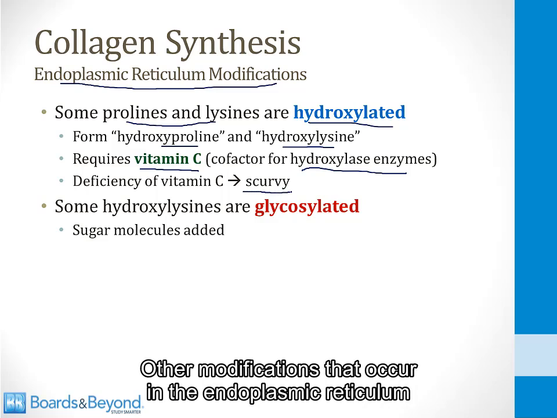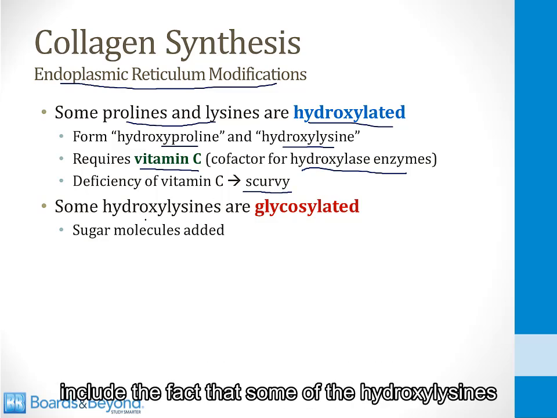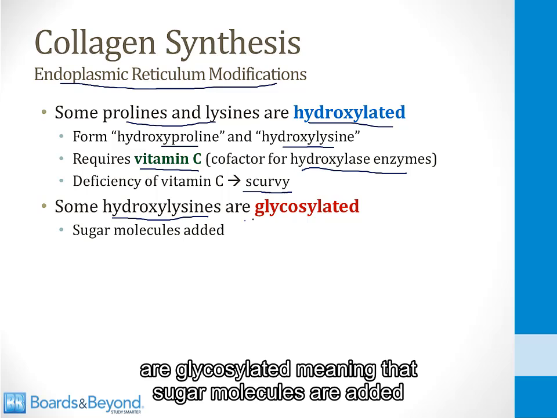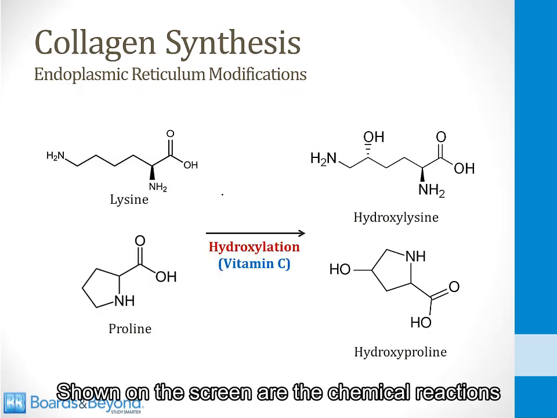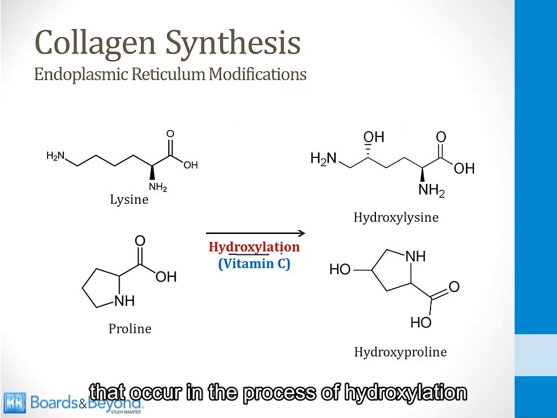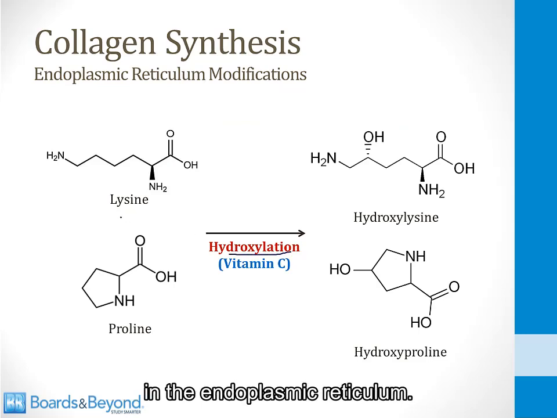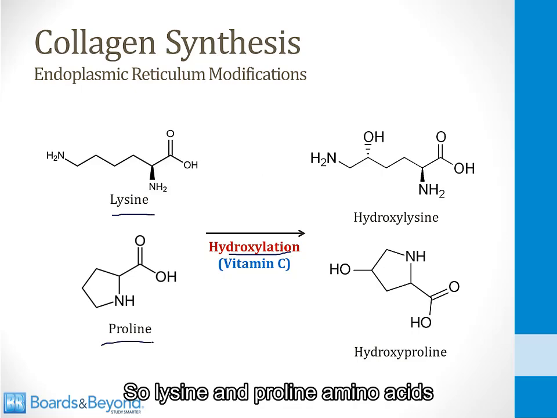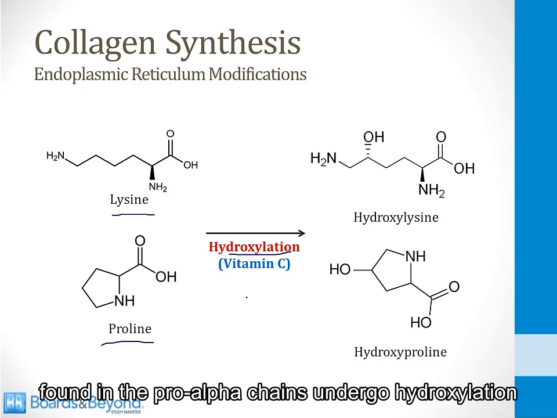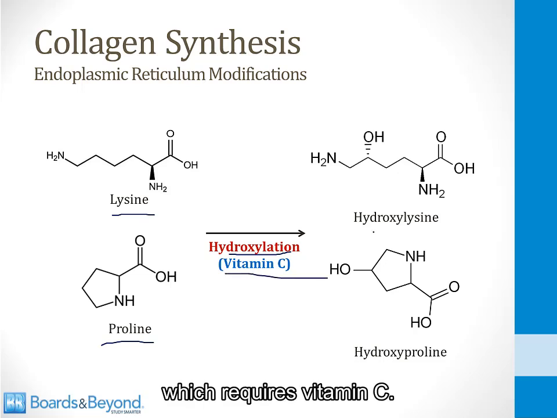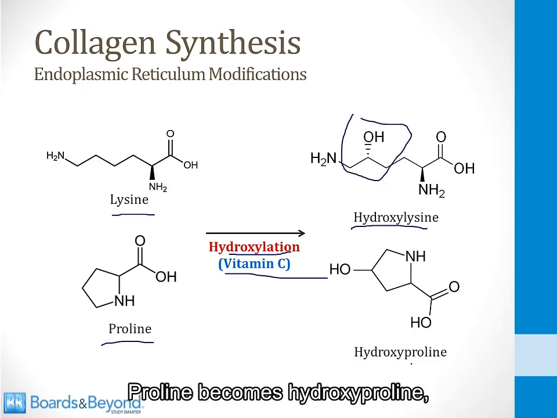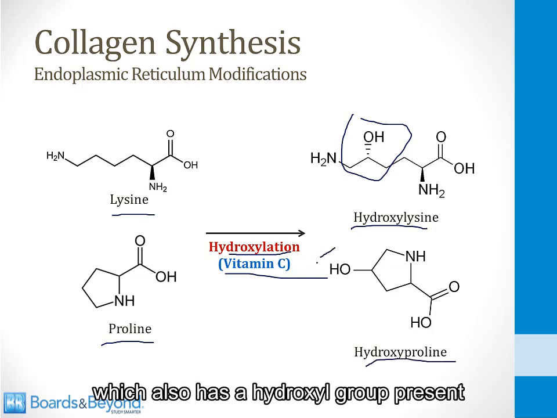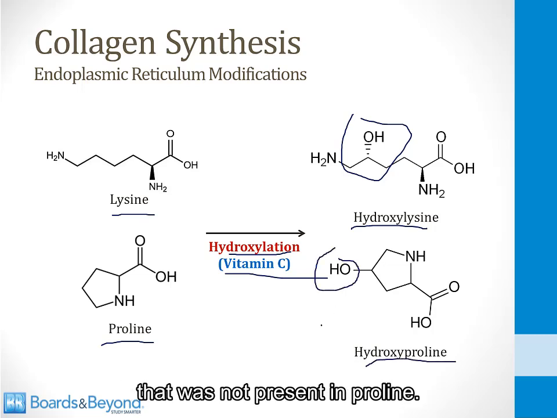Other modifications that occur in the endoplasmic reticulum include the fact that some of the hydroxylysines are glycosylated, meaning that sugar molecules are added to the hydroxylysine amino acids. Shown on the screen are the chemical reactions that occur in the process of hydroxylation in the endoplasmic reticulum. So lysine and proline amino acids found in the pro-alpha chains undergo hydroxylation, which requires vitamin C. Lysine becomes hydroxylysine, which has a hydroxyl group not present in lysine.